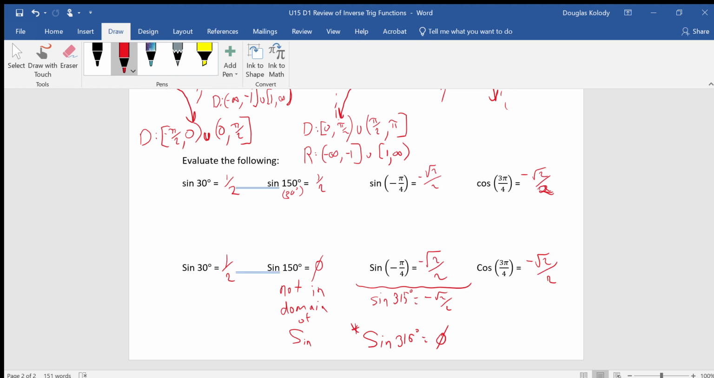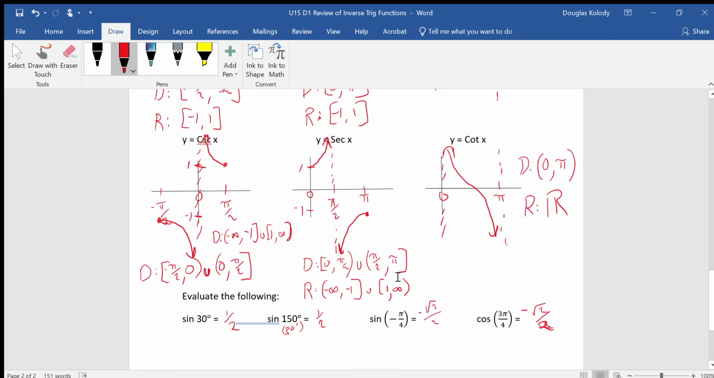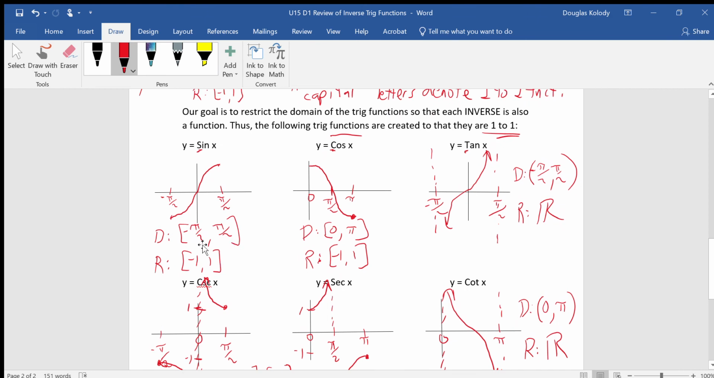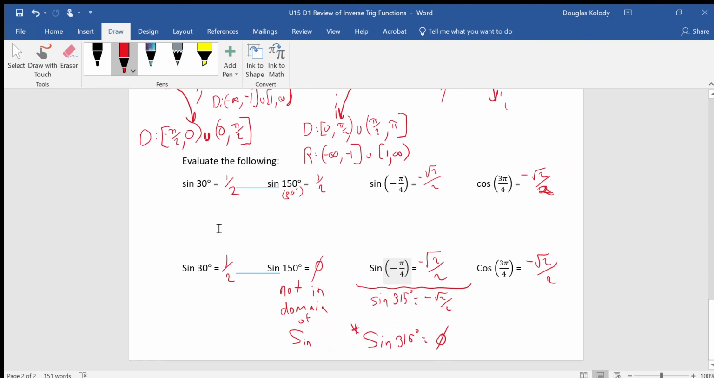All right, so yes, I understand fully that some of you might be a little confused why this works and this doesn't, but it has to do with going directly in the direction stated. Negative pi over 4 is within this domain. 315 degrees is not within this domain. As strange as that seems, got to go with it.